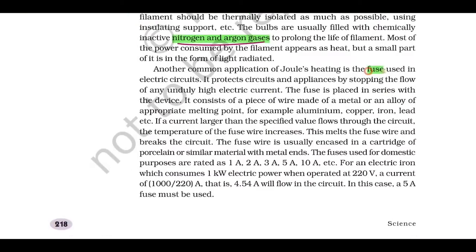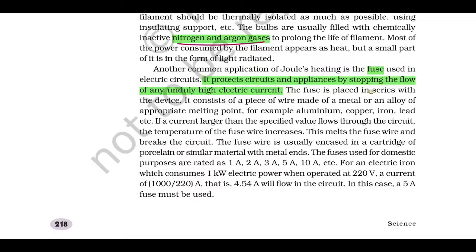Now we have one more concept called fuse. What is a fuse? A fuse is an electrical safety device which has a low melting point. When higher current flows through it, what happens? It melts and protects the circuit. It protects the circuit and appliances by stopping the flow of an unduly high electric current.